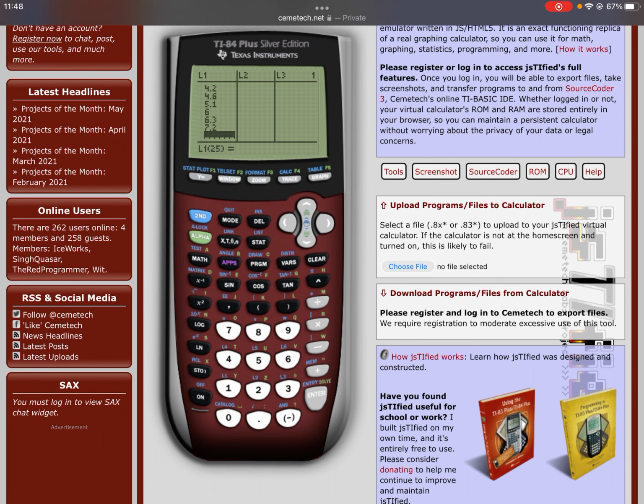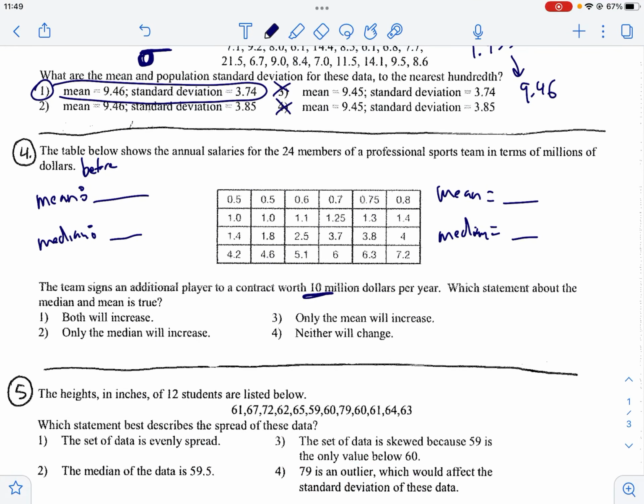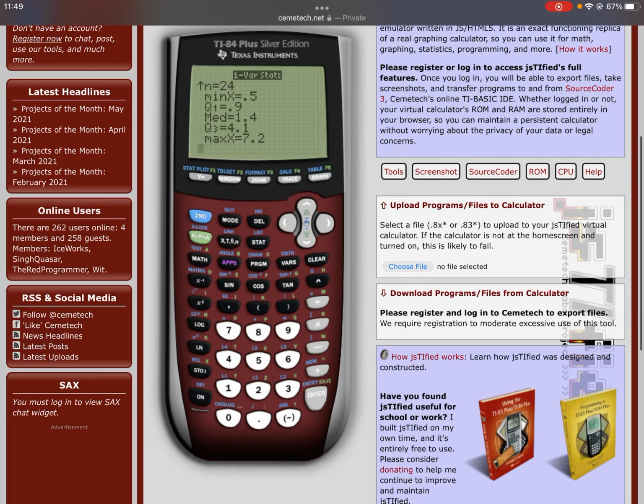Okay, there are 24 pieces of data, so I know I've done that correctly when I see L125. Okay, once I put in all of my data, I'm going to calculate the mean and the median. The mean is the number shown at the top, so in this case 2.53, and the median is 1.4. Then in the data, we're going to add in one data point with a contract of $10 million. So we'll go back to Stat, and in our list at the bottom, we'll add in one more value with a value of 10.